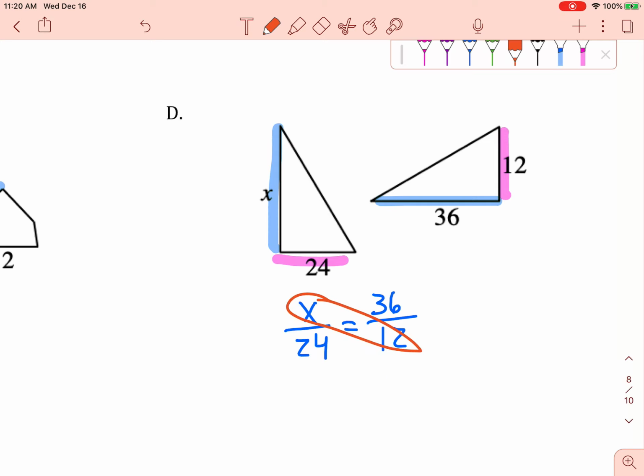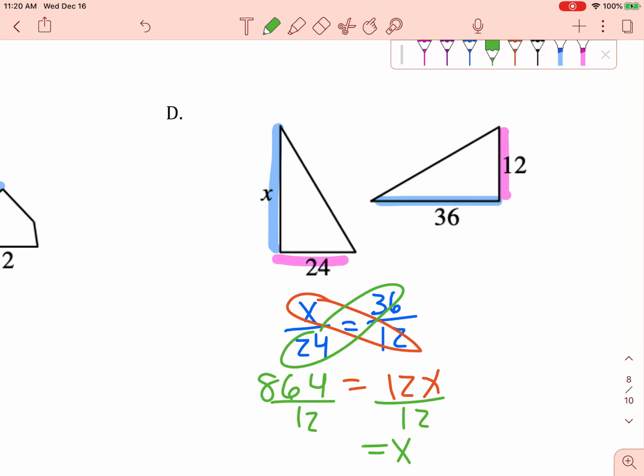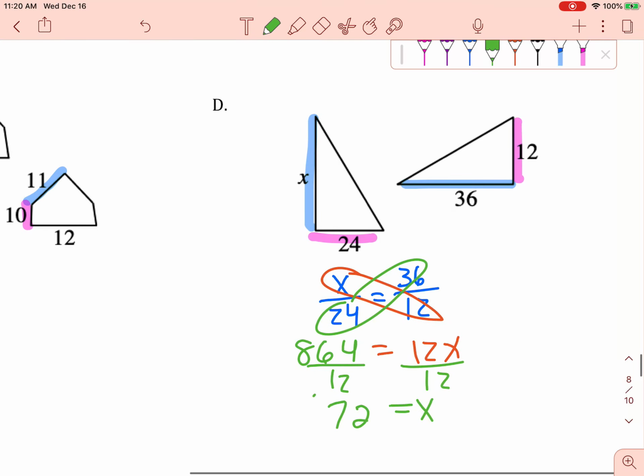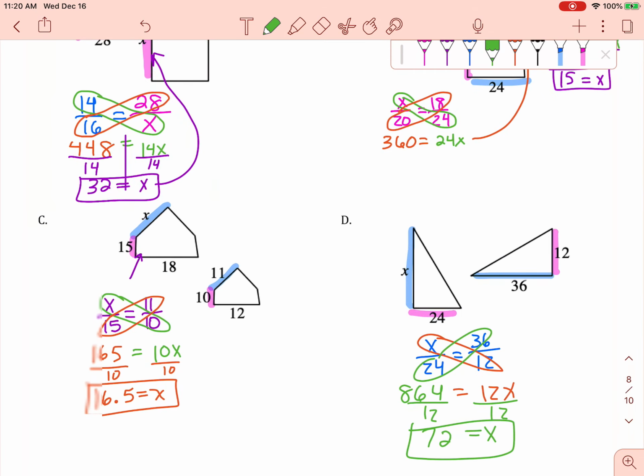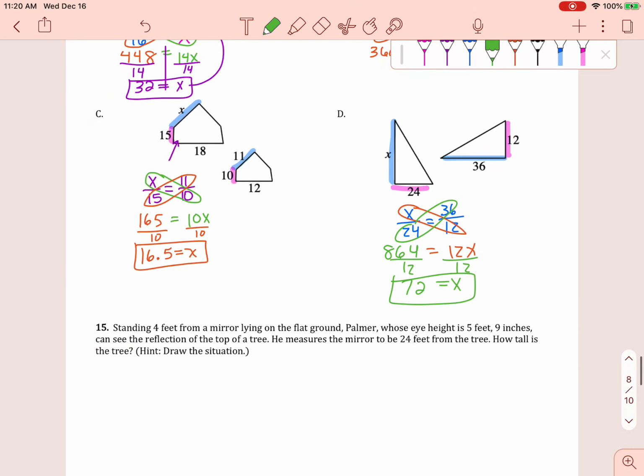Then you're going to go ahead and cross multiply. So 12x is equal to 24 times 36. 24 times 36 is 864. Divide by 12 on both sides. X is equal to, we already said, 72. So that is your finding the missing side length.